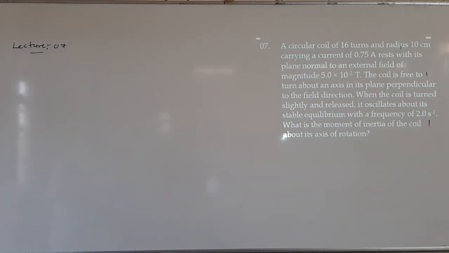Now, what do they give? A circular coil of 16 turns, radius 10 centimeter, carrying a current of 0.75 amperes, rests in a plane normal to the external magnetic field of magnitude 5 into 10 power minus 2 Tesla. The coil is free to turn about an axis perpendicular to the field direction. When the coil is turned slightly and released, it oscillates about a stable equilibrium with a frequency of 2 second inverse. What is the moment of inertia of the coil about the axis?